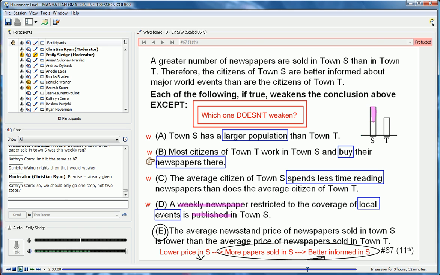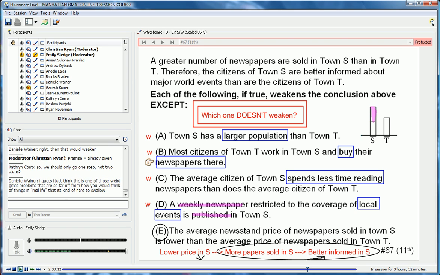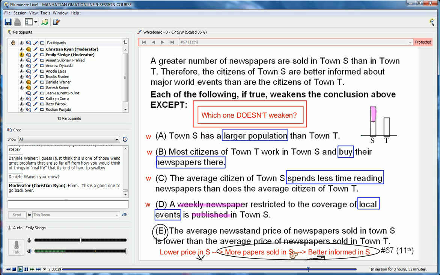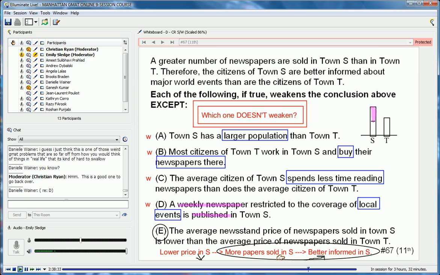What B does, even though it has to do with number of papers sold in S, it more directly attacks an assumption that links the premise to the conclusion. The assumption is about who's actually buying the papers. It suggests that the people buying the papers in S are not who we think they are. So it weakens really well by directly sort of severing this arrow between papers sold in S and how informed S townspeople are.